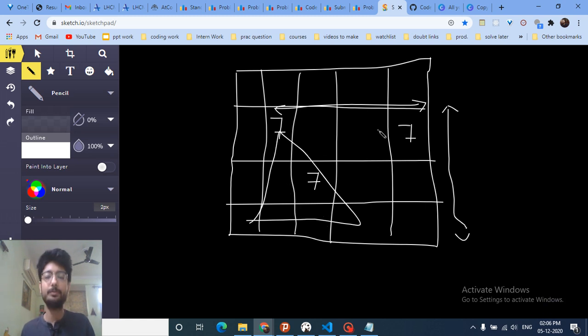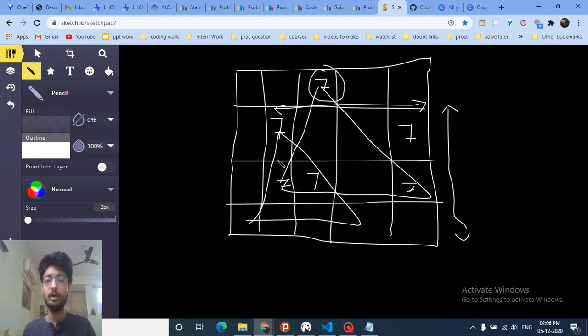So I have two options. I can either take some 7 here, maybe there is one 7 here and one 7 here, then I can change this number to 7 and this can form a triangle. So for every number I can either decide the breadth or decide the height. For deciding the breadth and the height, what I can do is find out the farthest possible point where this number is present.